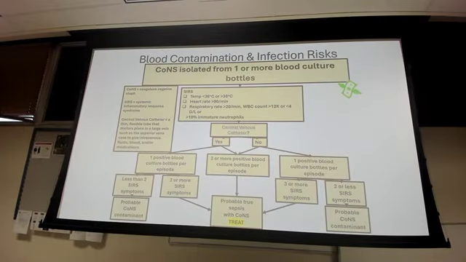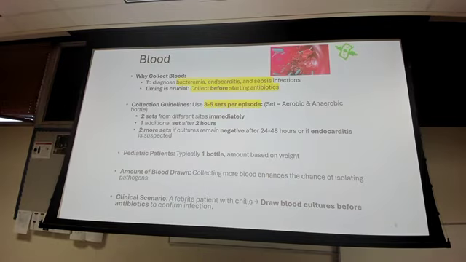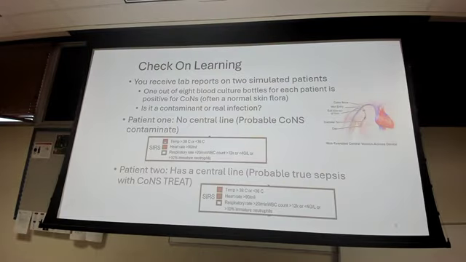So if we go back, right, and we look at the 1 blood culture, right, and that first patient had 2 out of the 3 SIRS. Had no central line, but there was 1 positive blood culture, and they had 2 or less SIRS symptoms. So that first patient was probably a contaminant, okay?